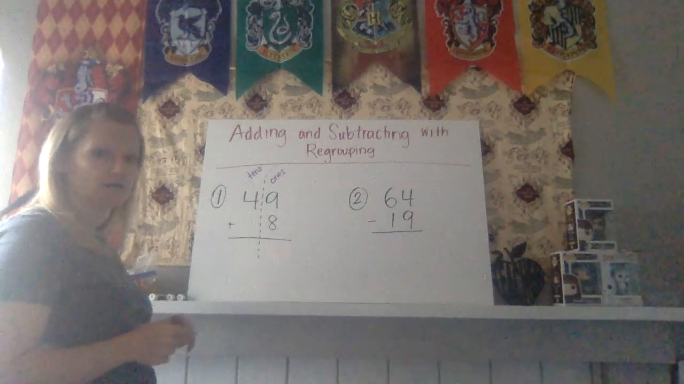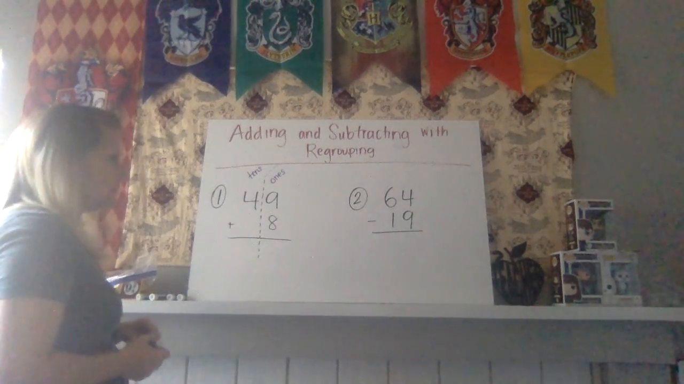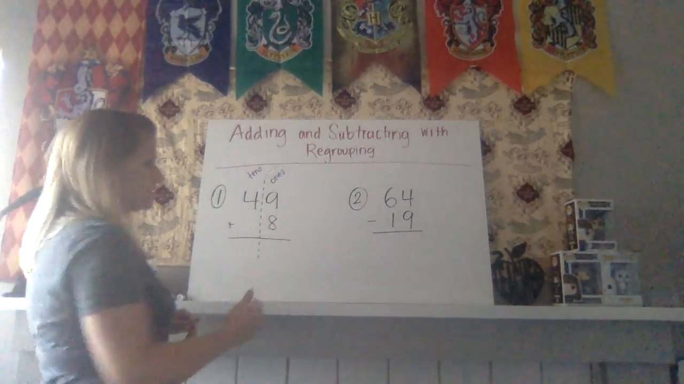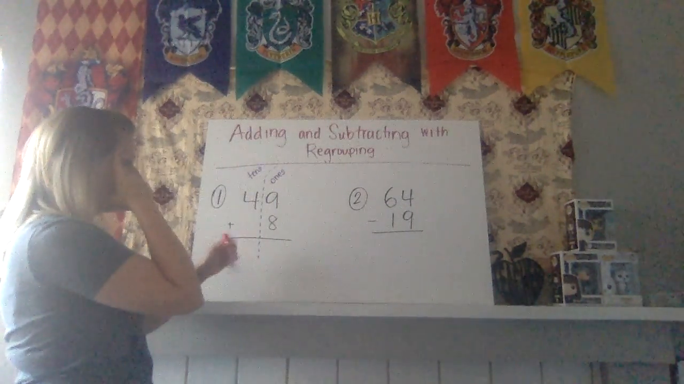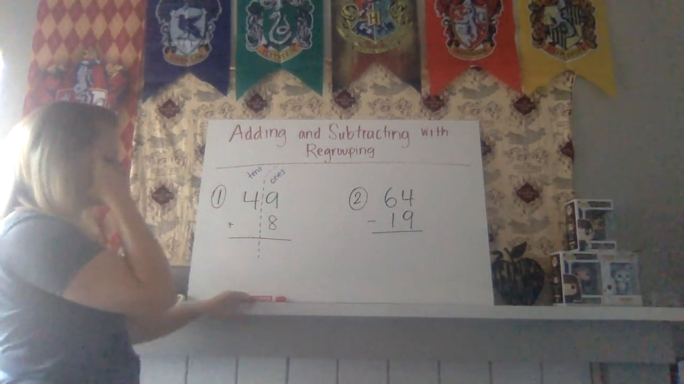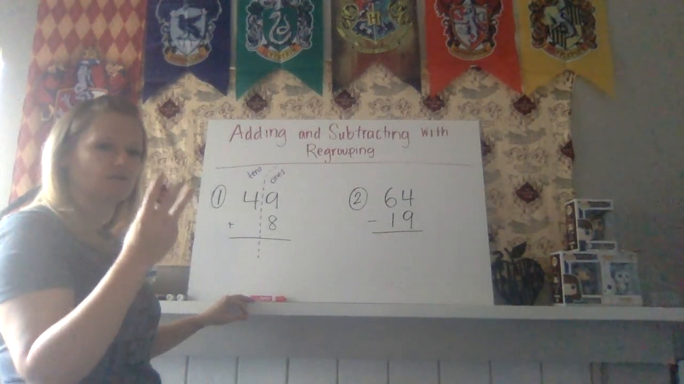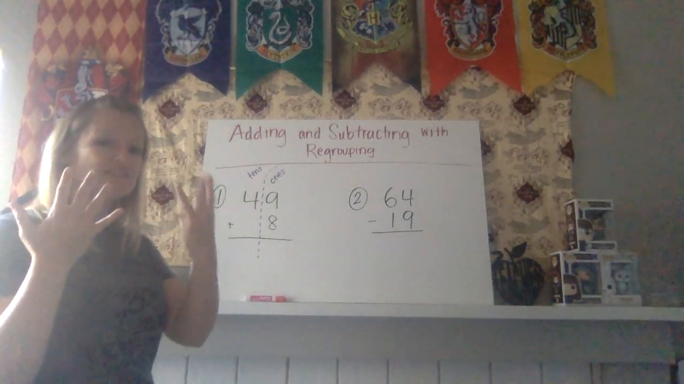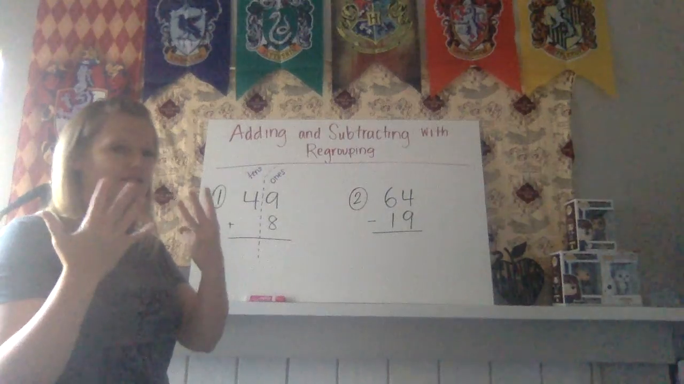Now, when we start to actually solve this, we're just going to add. We can use a couple of different strategies. How I like to do it in my head is I start with 9 in my head, and then I count on 8. So I add 8. So 9, 10, 11, 12, 13, 14, 15, 16, 17. Okay? So 9 plus 8 is 17.